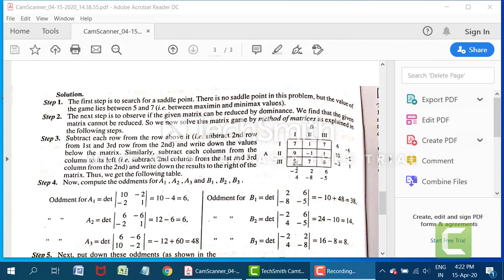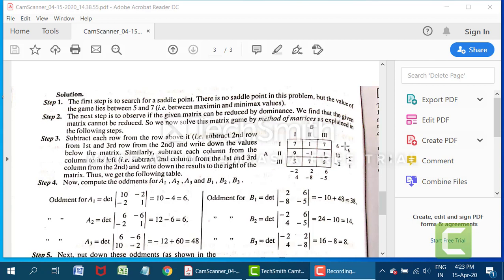Similarly, subtract the third row from the second row. What do you get? 9 minus 5, 4. Minus 1 minus 7, minus 8. 1 minus 6, minus 5. So subtract the second row from the first row, and the third row from the second row; you got those results. Similarly for columns, subtract the second column from the first column: 7 minus 1, 6. 9 minus of minus 1, 10. 5 minus 7, minus 2.